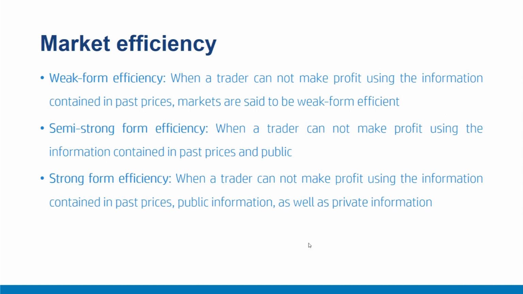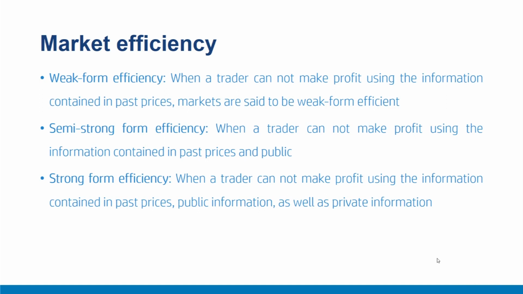A market is said to be semi-strong form efficient when the trader cannot make profit using the information contained in past prices and public information as well. So the semi-strong form efficiency includes another layer, which is called public information. If one cannot make profit using public information as well as past trading history such as past prices and volume, then the market is said to be semi-strong form efficient.